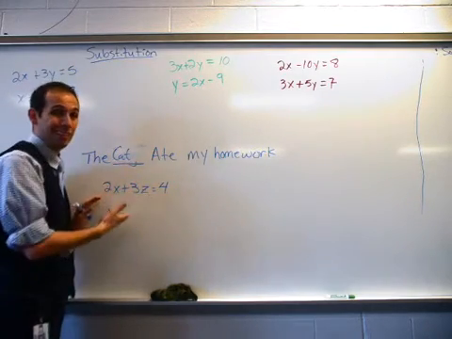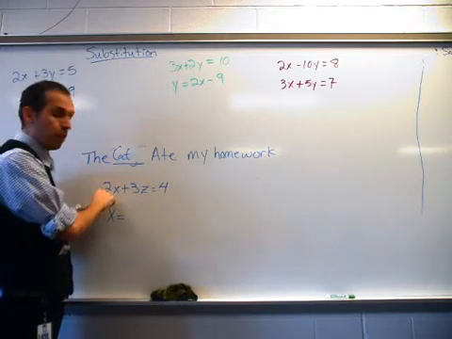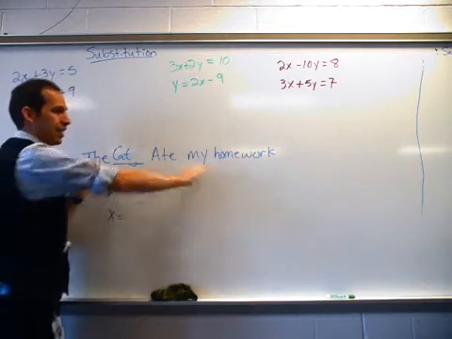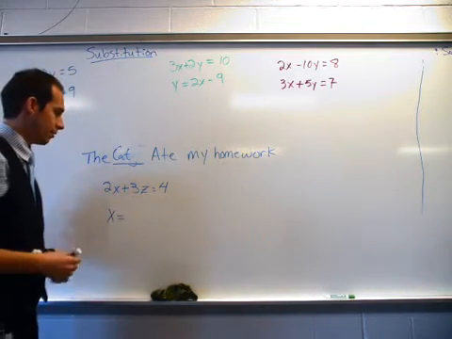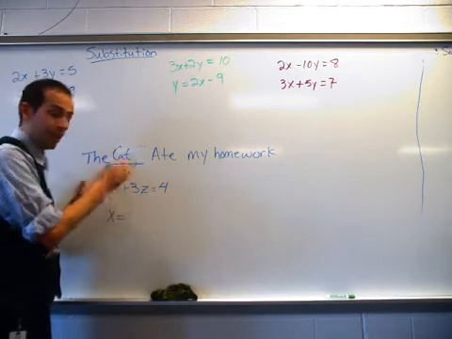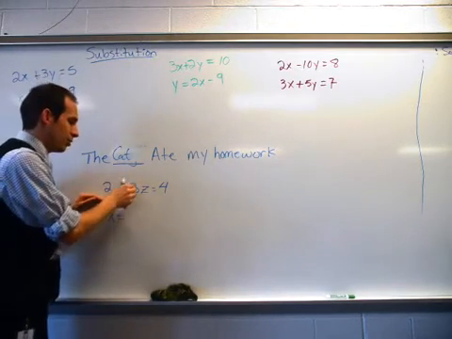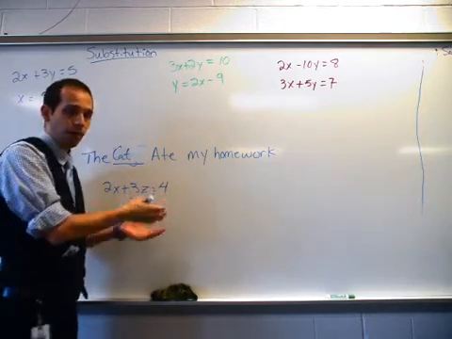This is a math sentence. It is composed of different pieces, just like an English sentence is composed of different pieces. This sentence tells me that 2 times a certain number that could change, plus 3 times a different number that could change, is equal to 4.